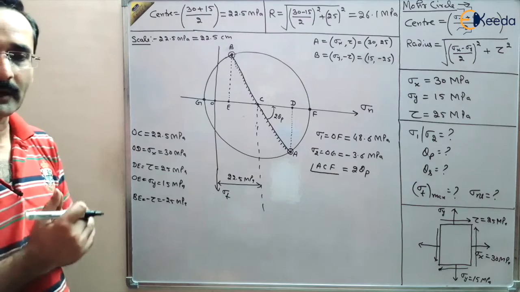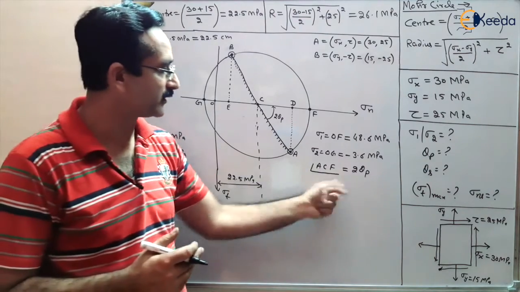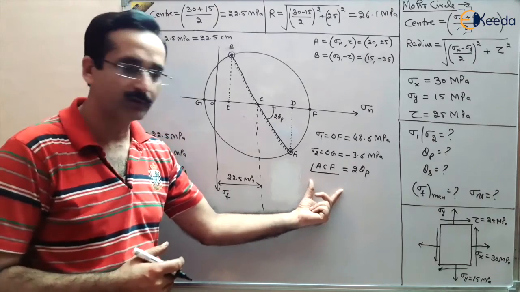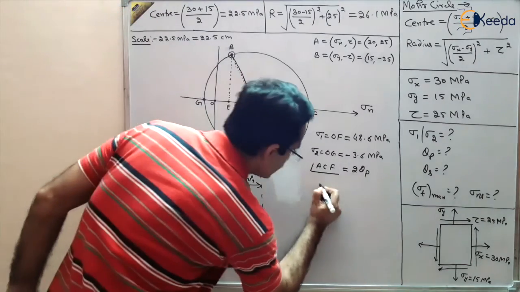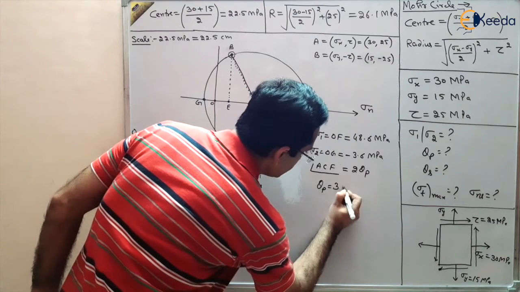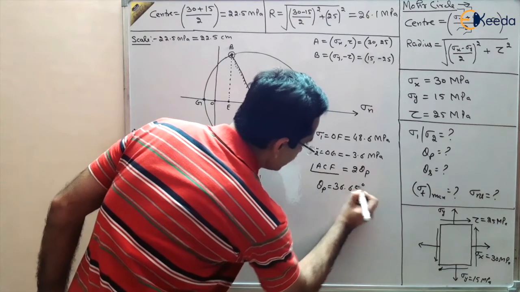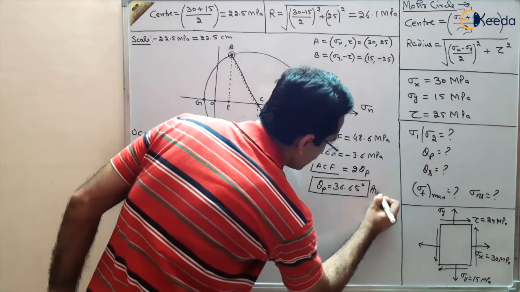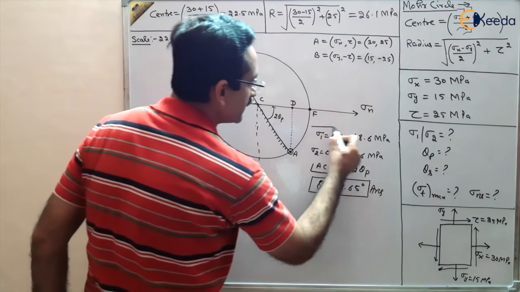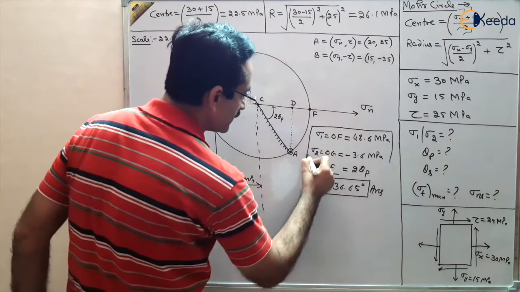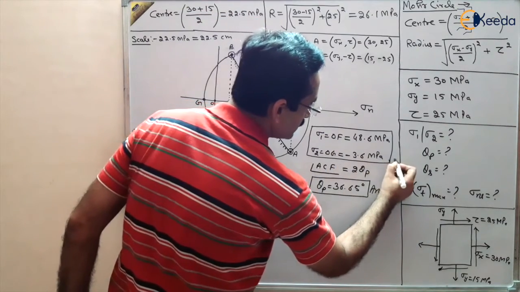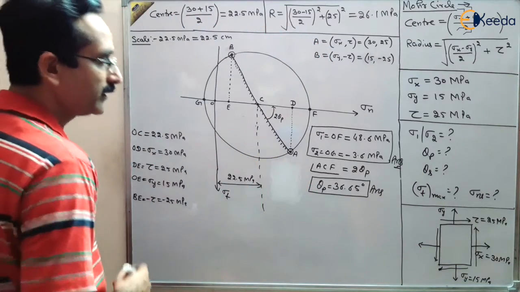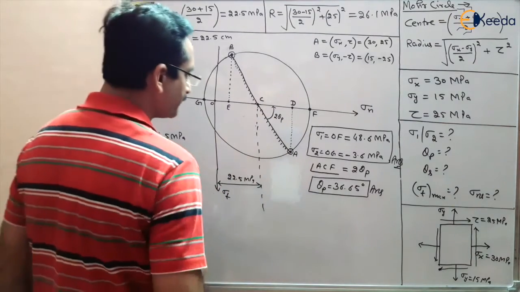After measuring, you have to make it half, and you will get theta P, and the value will be 36.65 degrees. So theta P will be equal to 36.65 nearly when you measure it, and this will be the answer. So two answers we have already obtained, these are the previous answers, and one is this answer, theta P, half of this angle ACF.